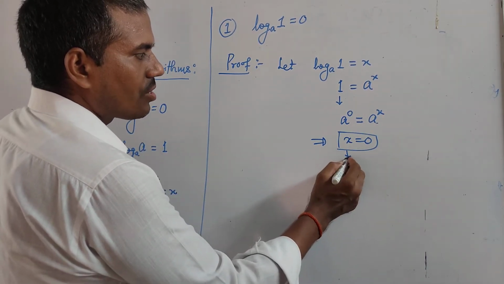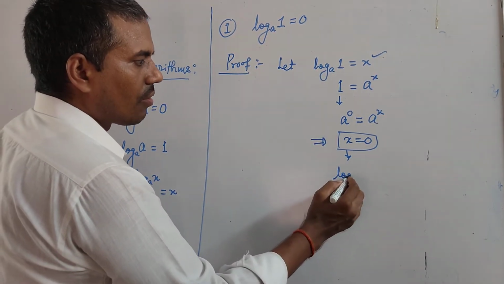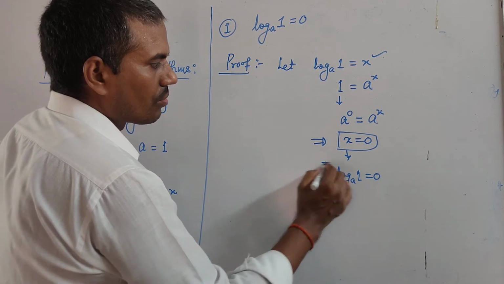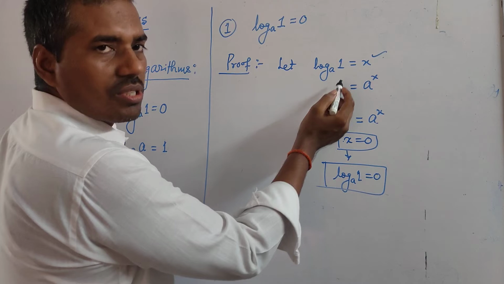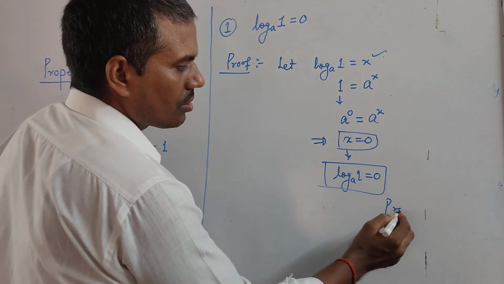And since x is equal to log of 1 to the base a, and this is equal to 0, substituting the value of x, log of 1 to the base a is equal to 0. This is proved.